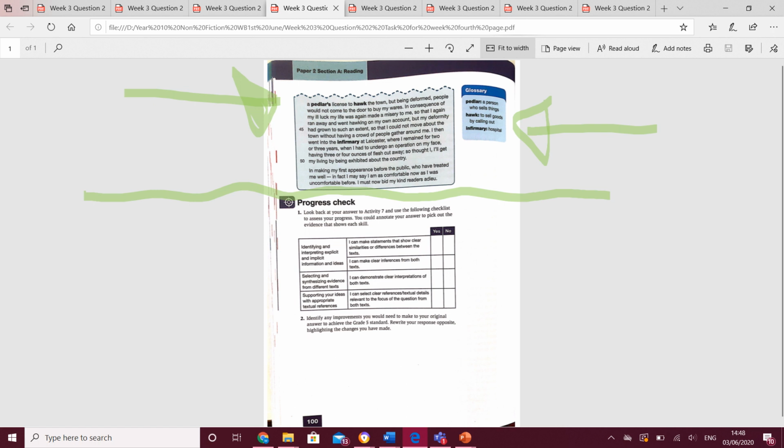Once you have completed the question, not before, once you've completed it, we would like you to put the title Progress Check, and we would like you to complete this underneath your answer. Now, you do not need to write it out as a grid. You can just write it out in sentences. But the important thing is that you use this title and that this is written after your answer to question 2.